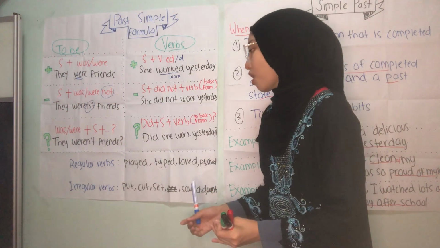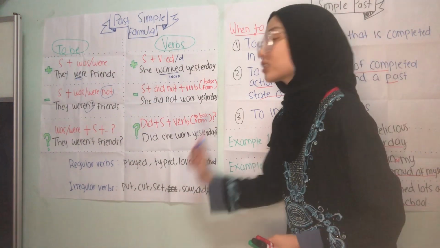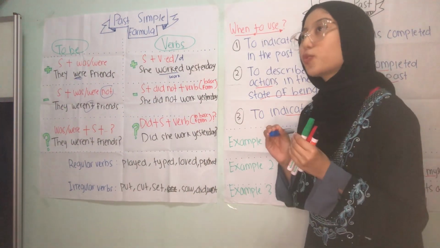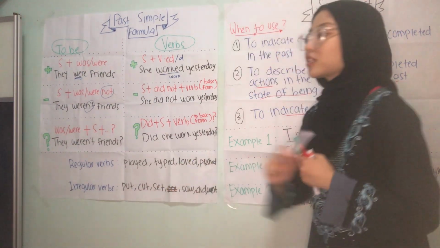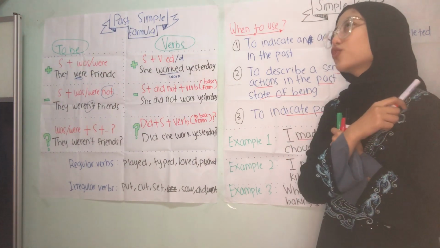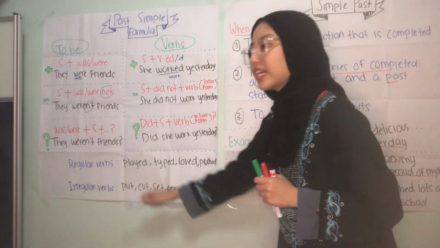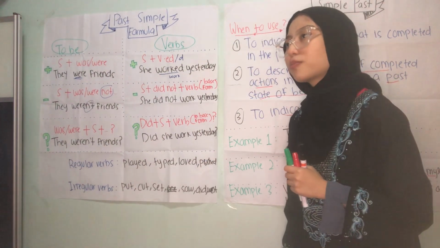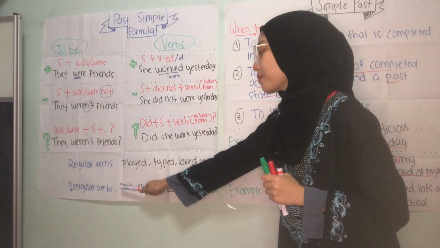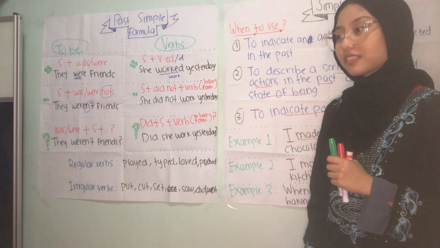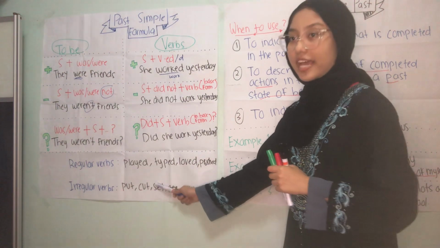For example, let's take a look over here. Irregular verbs need to be in their root form, like put, cut, set. You do not put ed or d, because it should not be like putted. Have you ever heard people pronounce it as putted? No. So it's supposed to be put, cut and set.